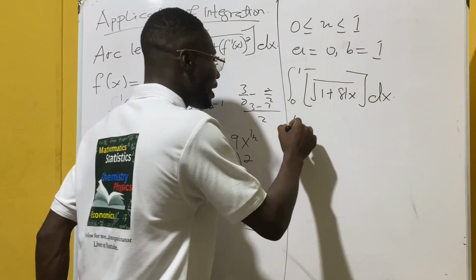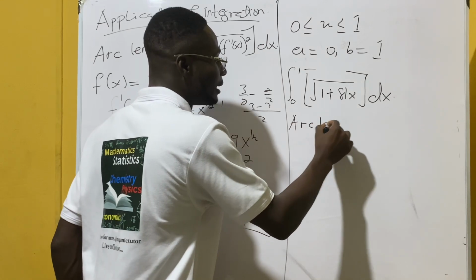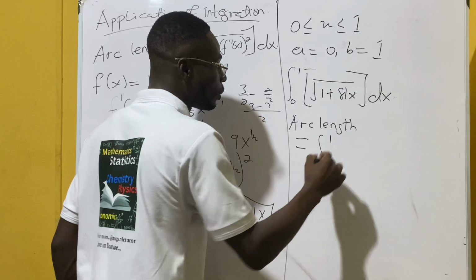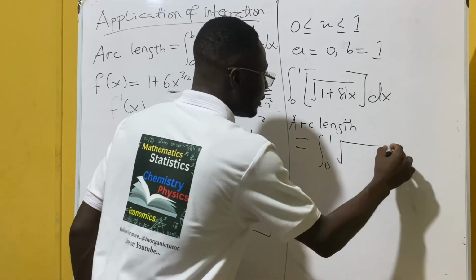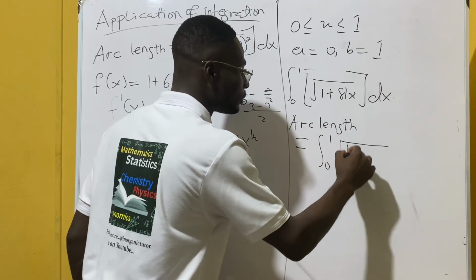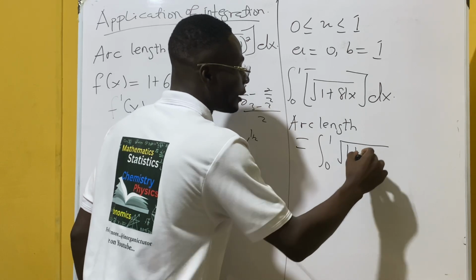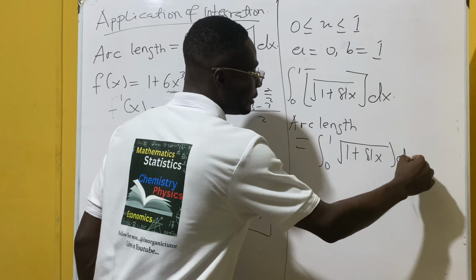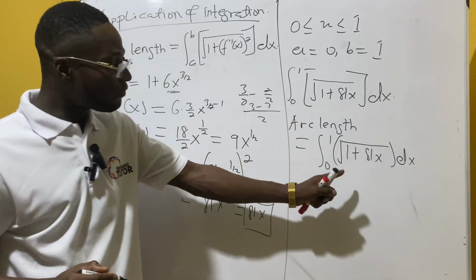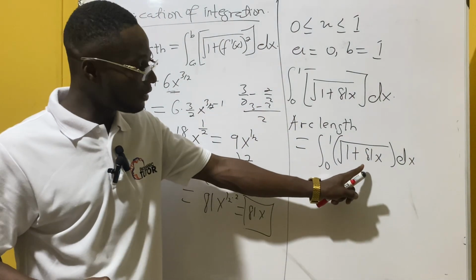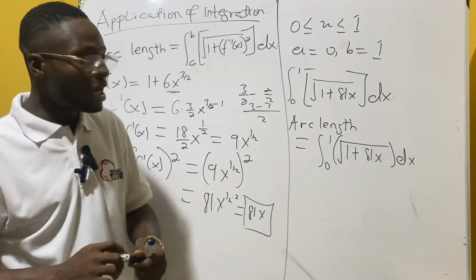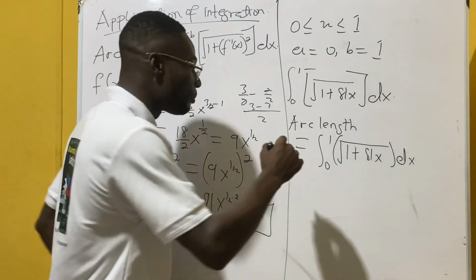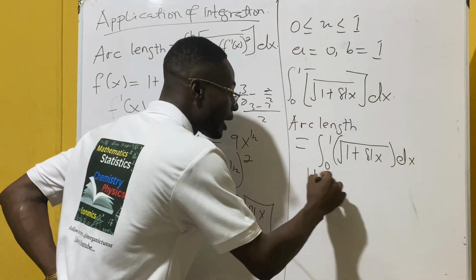So our arc length is going to be equal to the integral from 0 to 1 of the square root of 1 plus 81x, dx. Okay, so for you to be able to integrate this particular function, we have to employ the knowledge of substitution, basically the u substitution. So from here, we say that we are going to apply the u sub.